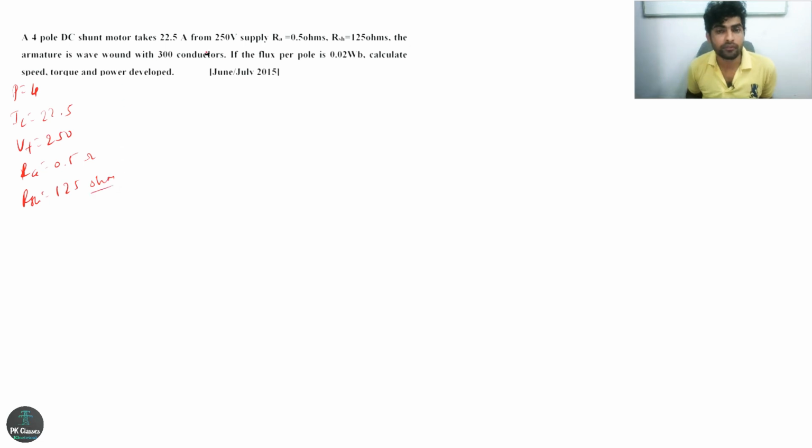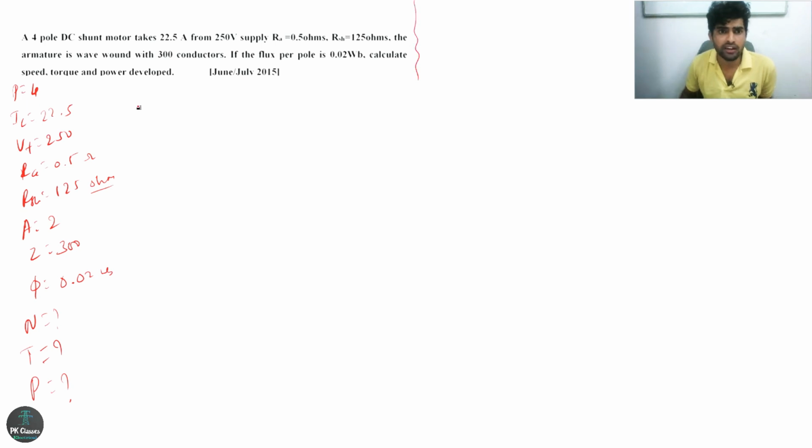The armature is wave wound, so A is equal to 2. And Z is equal to 300 conductors. If the flux per pole is 0.02 Weber, calculate speed. We need to calculate speed of the motor and torque and power developed by the motor.